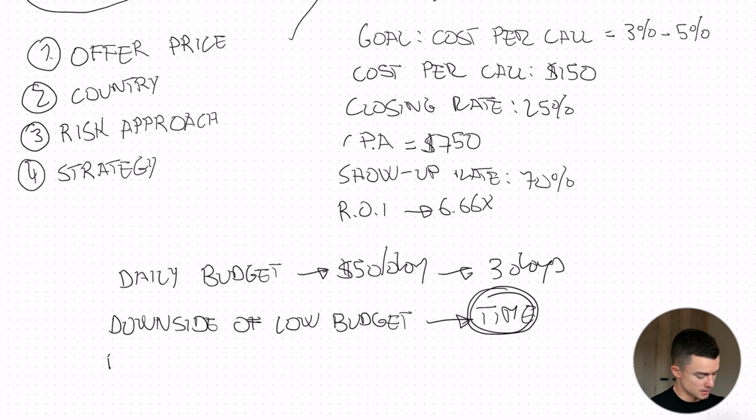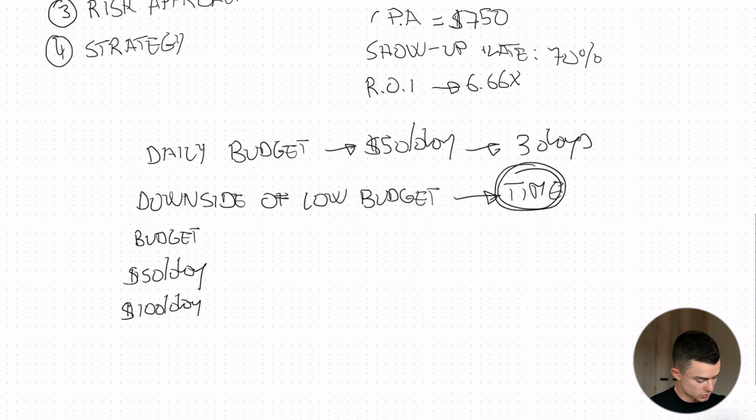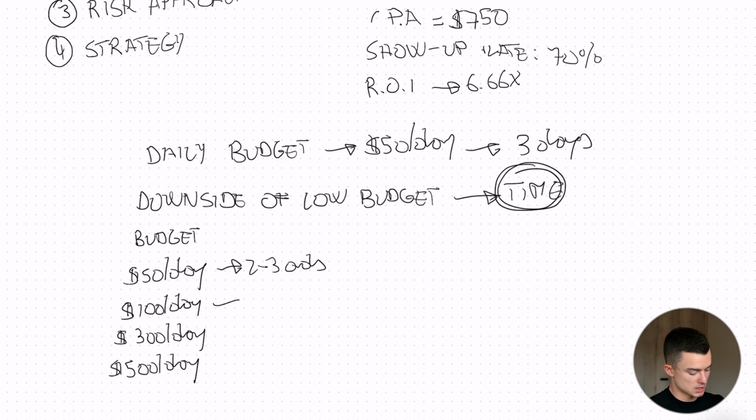Now, another common question that I get, probably you're also going to be asking the same question, is okay, if my budget is $50 a day, or if it's $100 a day, how many ads should I be running? So in this case, again, budget, I'm going to give you a few different scenarios. $50 a day, $100 a day, $300 a day, and $500 a day. So with $50 a day, you're probably going to be needing 2 to 3 ads. $100 a day, you're probably going to need 3 to 5 ads. $300 a day, you're probably going to need 5 to 8. And $500 or more per day, you're likely going to need 10 plus ads that you're going to be testing.